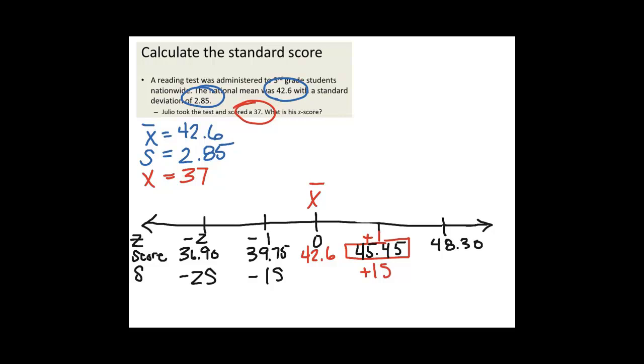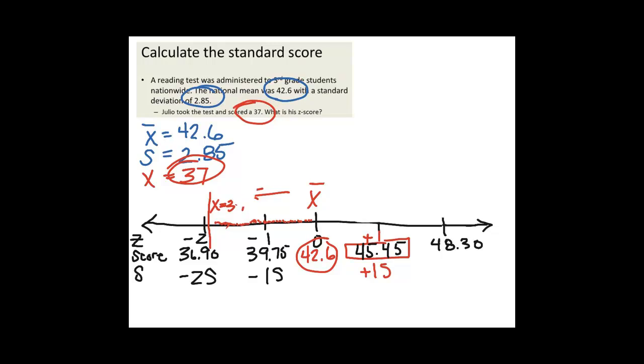a few times. Alright, I want to look at just the score for Julio, 37. Alright, so I know that he's less than 42.6. So as I travel along here, and I get to the next one, 39.75. 37 is still less than that, so I'm going to keep going. And 36.90 is smaller, so I know 37 is going to be right before that. So this is an x of 37.